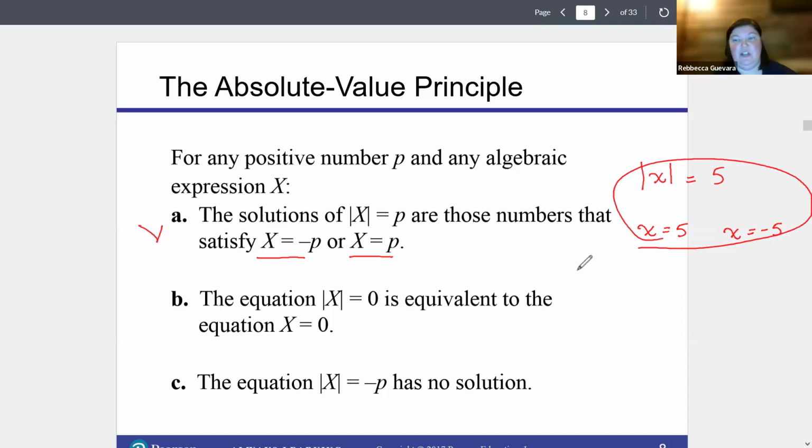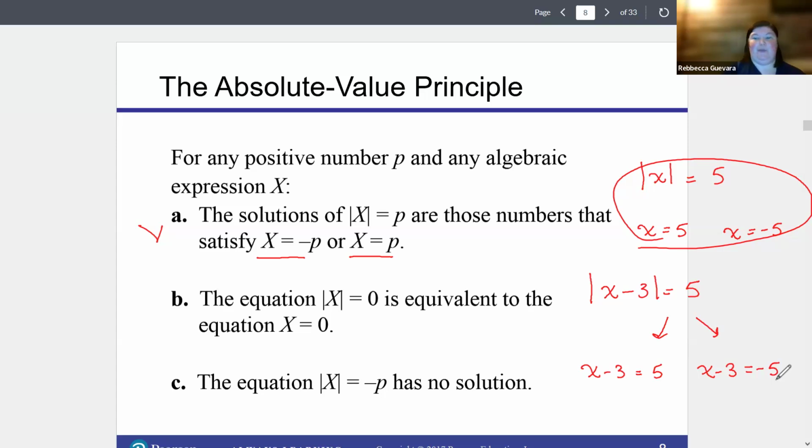So what this principle is telling me is that I can extend this further. If I had, say, the absolute value of X minus 3 is equal to 5, I have two possible equations to look at. One is X minus 3, everything that's in here, is equal to 5, or X minus 3 is actually equal to negative 5.